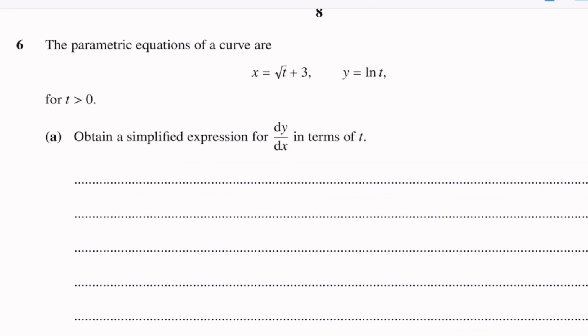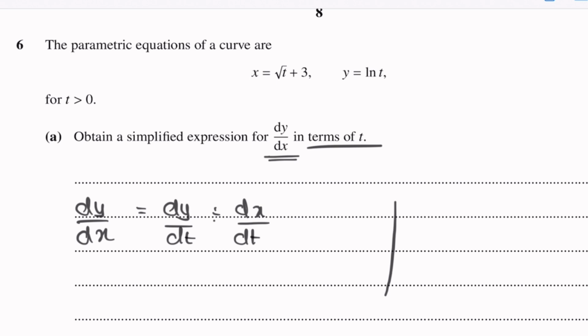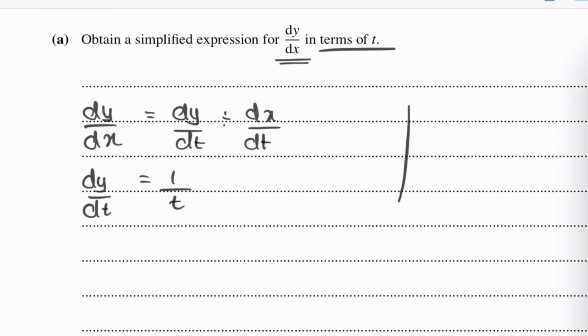Okay, the parametric equations of the curve are given to you as x equals root t plus 3, y equals ln t, for t greater than 0. So obtain a simplified expression for dy/dx in terms of t. Now firstly, we have to know that dy/dx equals dy/dt divided by dx/dt. Now to get dy/dt, that's 1 over t because it's ln, and the derivative of ln t is 1 over t.